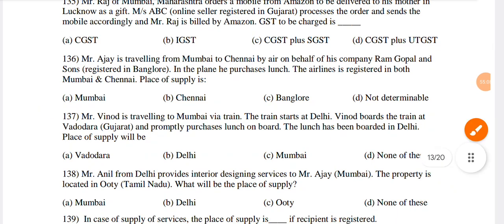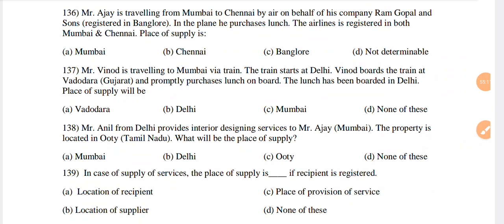Next question. Mr. Vinod is traveling to Mumbai via train. The train starts at Delhi. Vinod boards the train at Vadodara, Gujarat, and purchases lunch on board. The lunch has been boarded in Delhi. Place of supply will be option A Vadodara, B Delhi, C Mumbai, and D none of this. The correct option is B, Delhi.